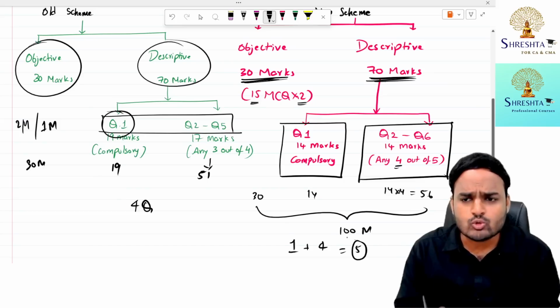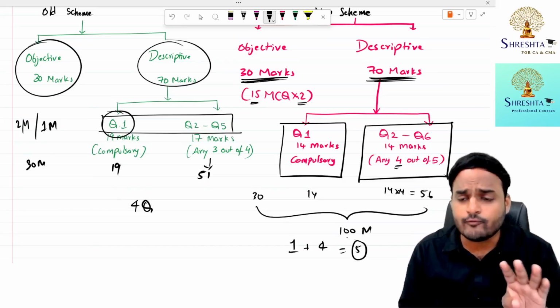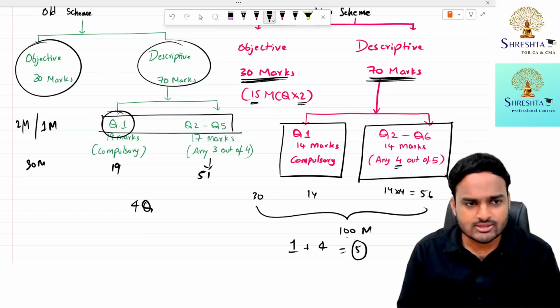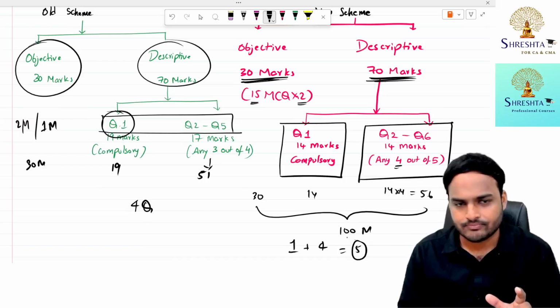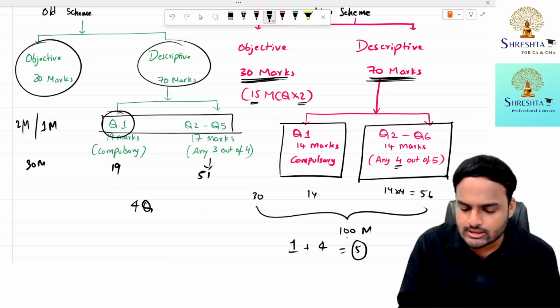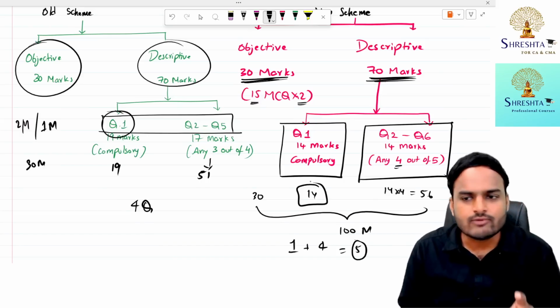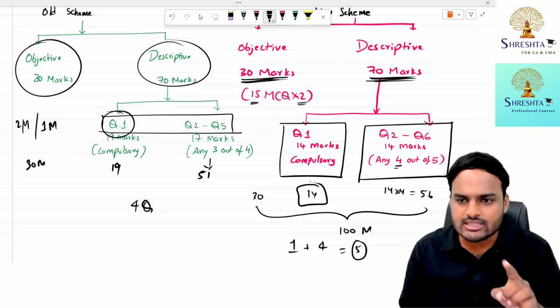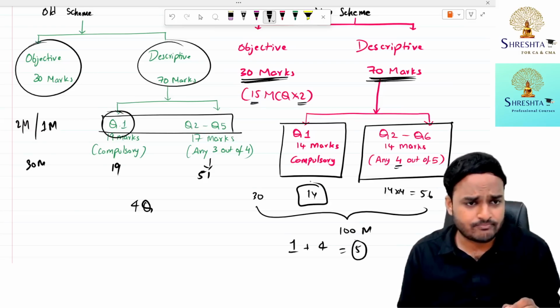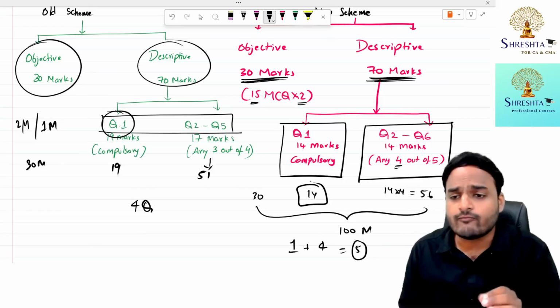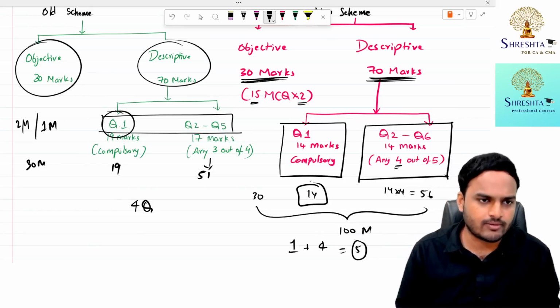As you all know, each question carries 3 to 4 sub questions. Understood? And coming to the weightage, each sub question carries 2 to 5 marks. Are you all getting my point, students? Don't think that a question will be asked for 14 marks. In each and every question, you will find 3 to 4 sub questions, and each sub question carries 2 to 5 marks. Is it clear?